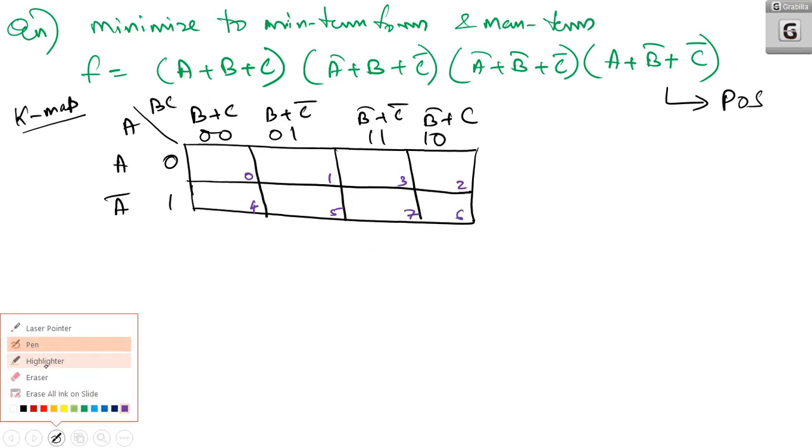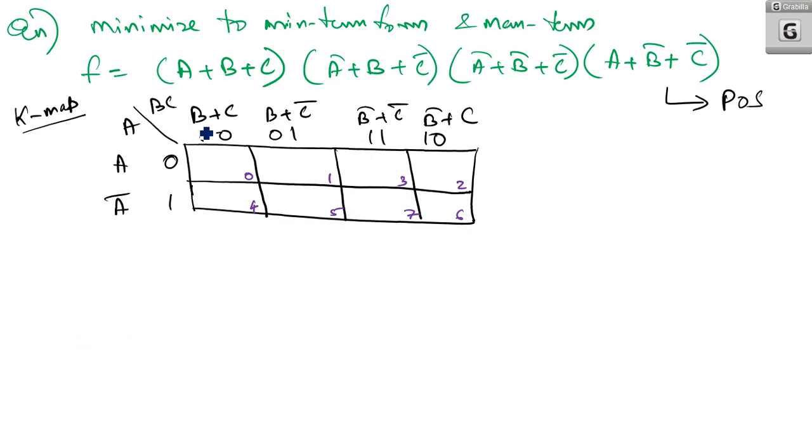Now write the first term. What is the first term? So the first term is A or B or C. So A or B or C means you will get 0. Second term is A bar or B or C bar. So this term is there. Third term is A bar or B bar or C bar.